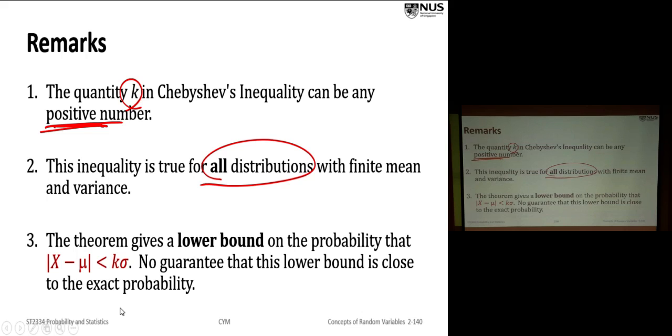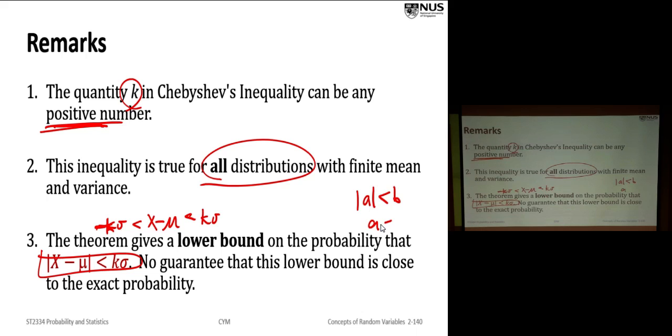Okay, so it gives a lower bound for x minus mu within k standard deviations. It's interpreted as x minus mu between minus k sigma and k sigma. I hope you understand this one. Absolute value of A less than b means that A is between b and minus b, where b is positive. That's the definition of absolute value.